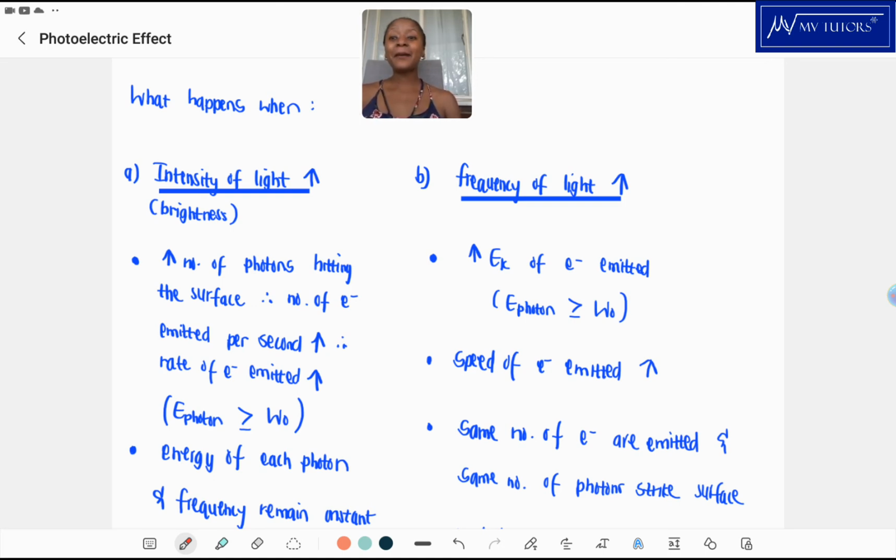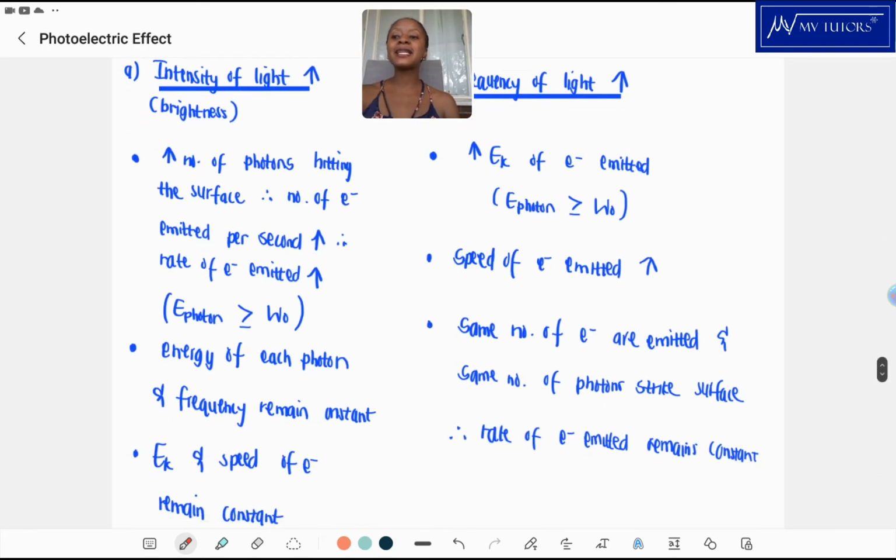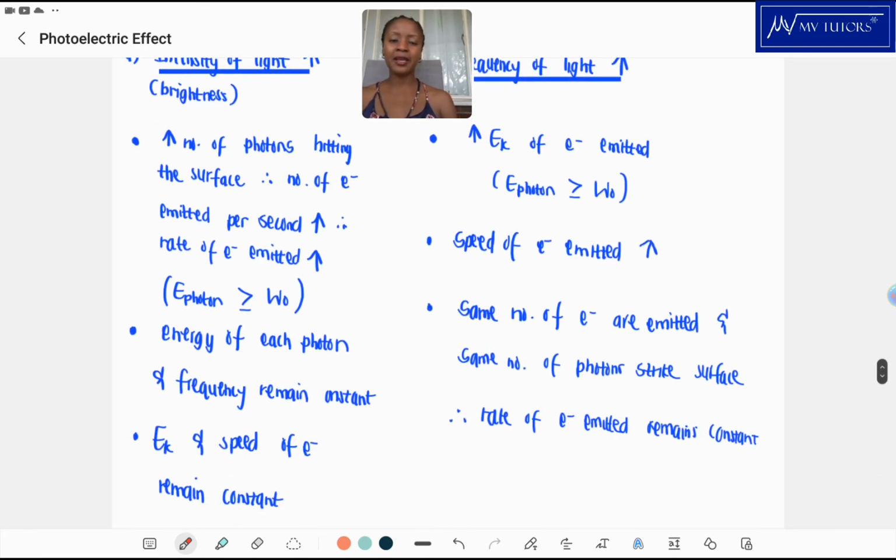Okay, but that doesn't mean that you're going to have a lot of electrons emitted. No, it just means the electrons will have a higher speed. So you still have the same number of electrons that are being emitted, and also you still have the same number of photons striking the surface. And yeah, so basically the rate at which electrons are emitted remains constant.